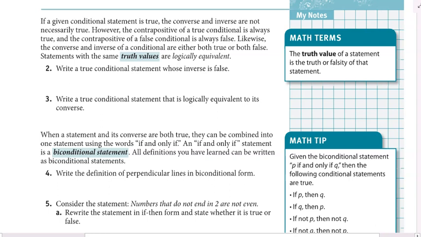Write a true conditional statement whose inverse is false. Okay, obviously you can make up whatever you want right here, but the inverse is one that you want to use the negating with. So P and Q stay in the same spot as the conditional statement. So our conditional statement is going to be if P, then Q. Our inverse is going to be if not P, then not Q. And I'm using these new little symbols right here, these wavy lines, to represent the negation of P and the negation of Q. So if not P, then not Q.